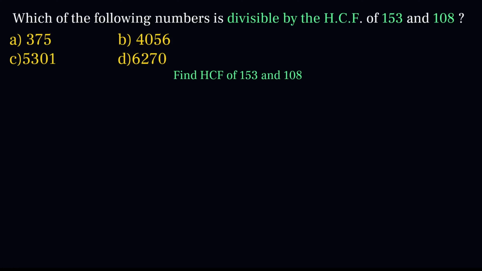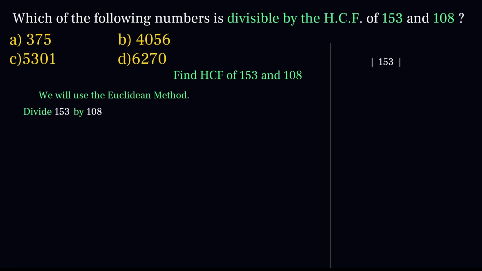Now, in order to solve this question, we need to find the HCF of 153 and 108. We will use the Euclidean method. So we need to divide 153 by 108. So let me divide this number. So I have 153 divided by 108.